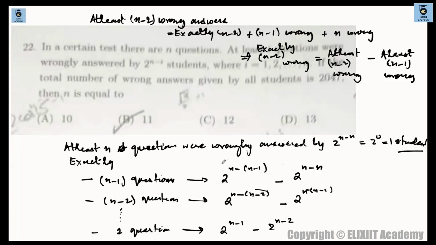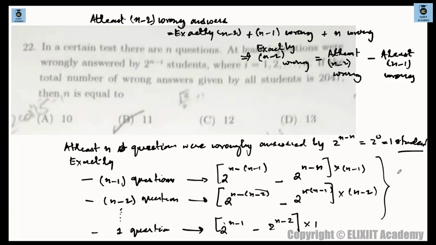So in total, how many are there? For the first one, there are n minus 1 mistakes in total. For the second one, we are getting n minus 2 mistakes in total, and so on and so forth. Likewise, for the last one, 1 mistake is there. So their sum is given to be 2047. We need to evaluate this sum. Once we solve this series, we are done.